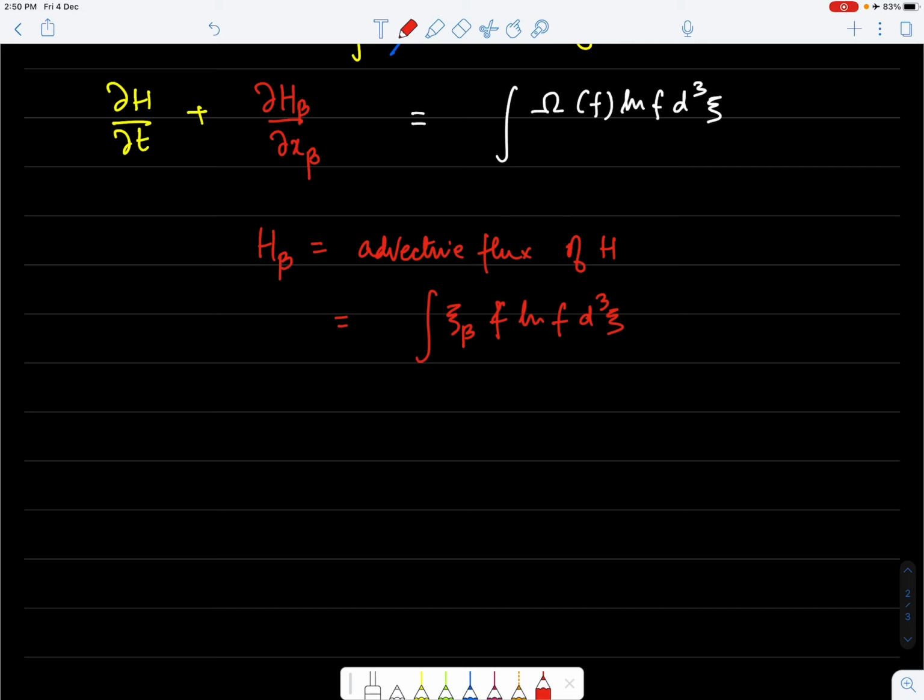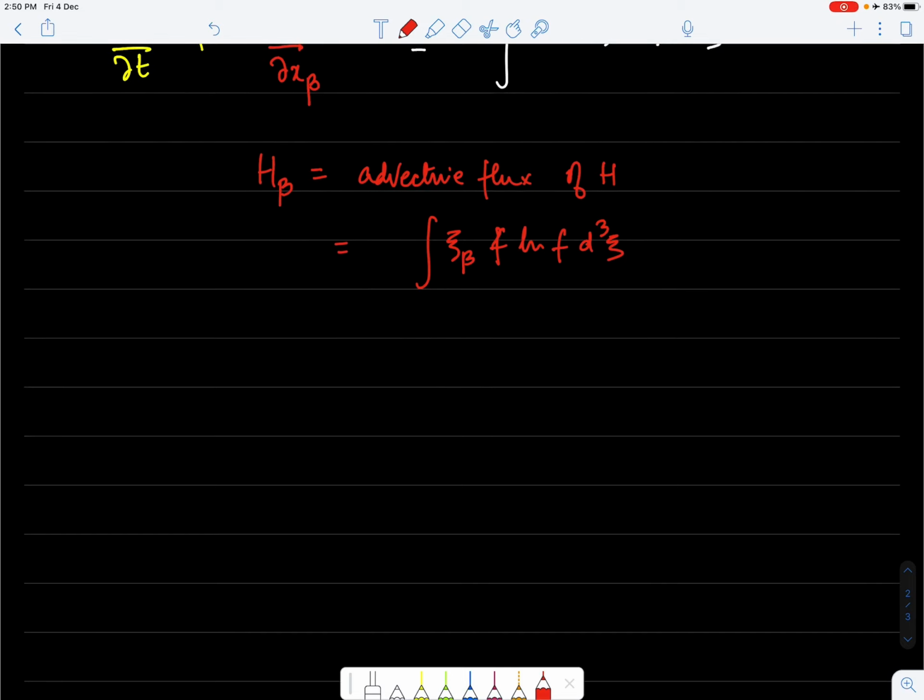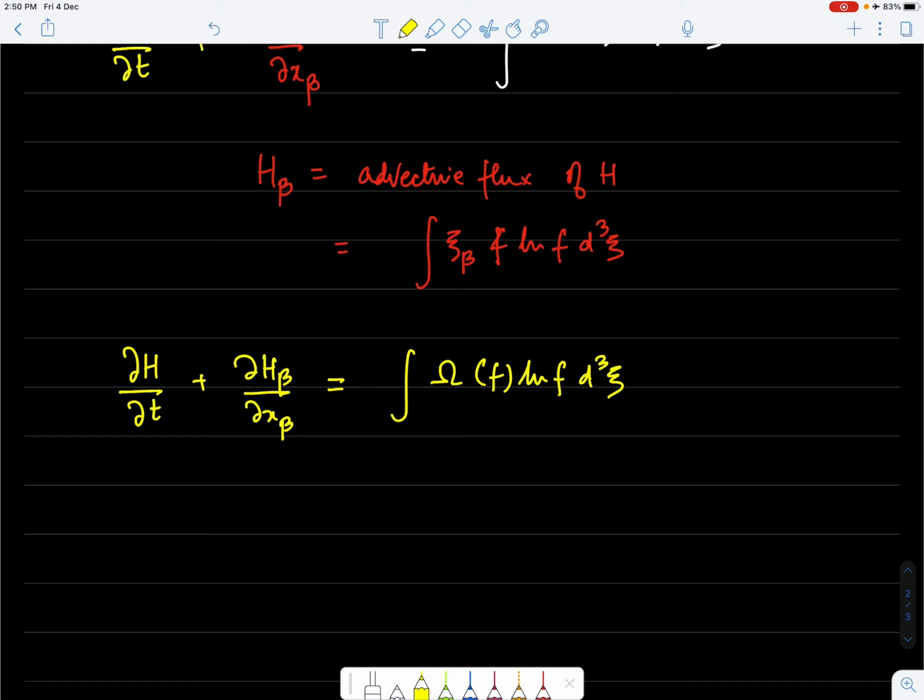Okay, now I can write my final equation as, let me choose the original color. So we have dh by dt plus d h beta by dx beta to be integral omega f log f d3 xi.